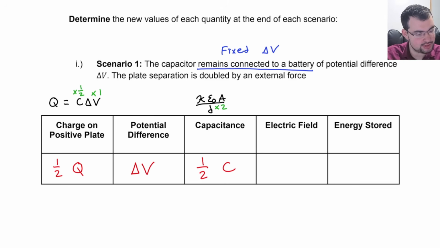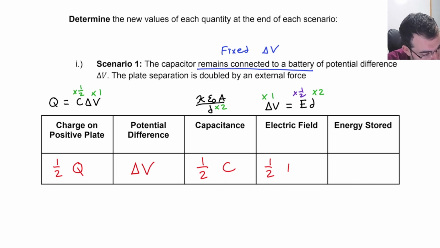Now, there's a couple ways of doing this. I think the easiest is looking at the equation delta V equals ED. So what do we know? Well, we know the plate separation doubled, but we also know that the delta V remains constant. So what must happen? Well, if D doubled and V stays the same, the E must have been halved. So we actually get a weaker E field. That makes sense because it corresponds to this charge halving.